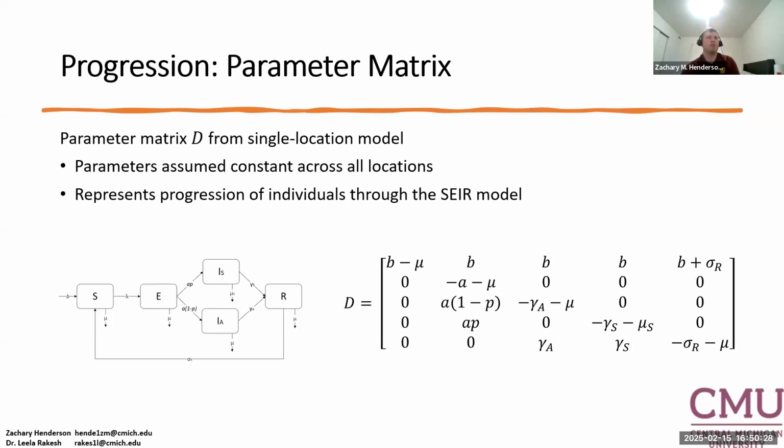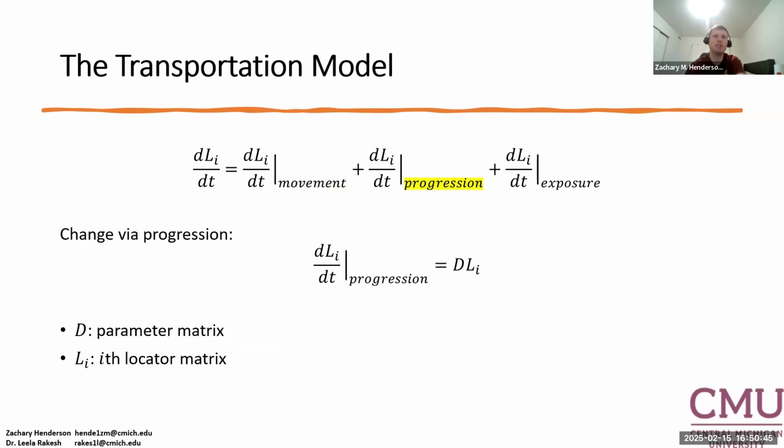Now, secondly, for progression, this is going to be the same type of progression and parameter matrix that we saw at the start, and that's going to be citizens progressing through the SEIR model from their own location. Since we assume all of these parameters are uniform across all locations, it's going to be the same d times L sub I that we had seen previously.